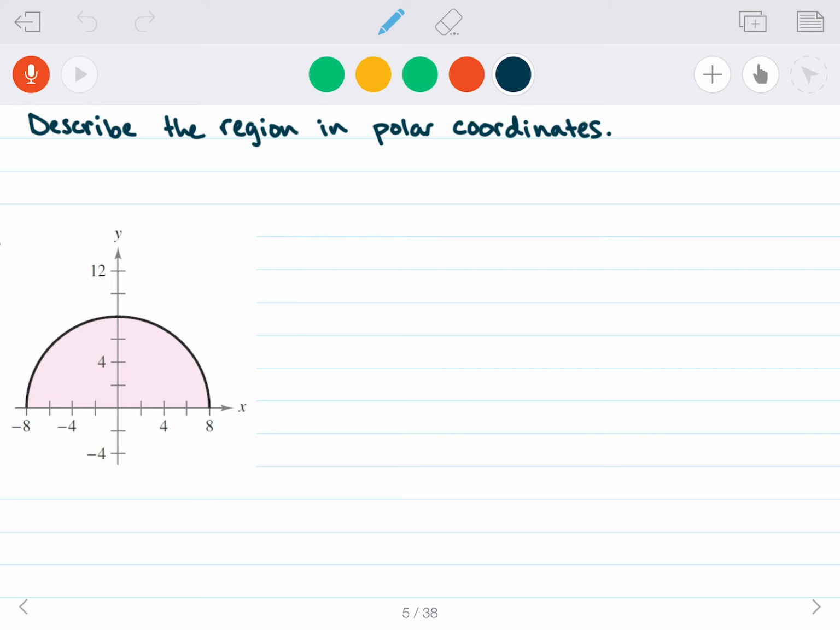All right, what about this one? I encourage you to pause the video at this point and see if you can do this one. We need r and theta to describe this region. So this is a half circle, and any point in this set will do. So how can we describe any point in this set with just a radius and a theta?